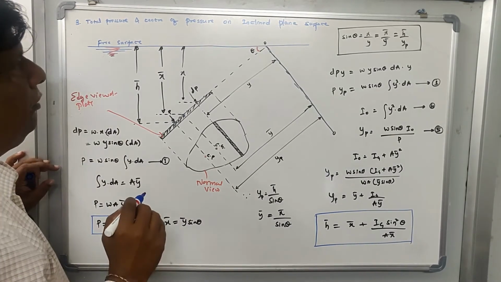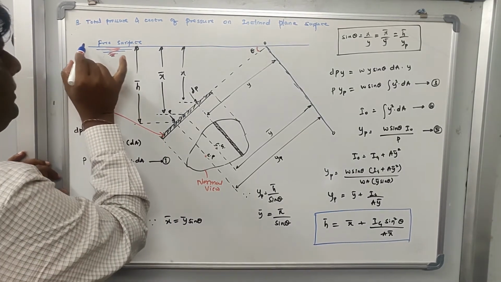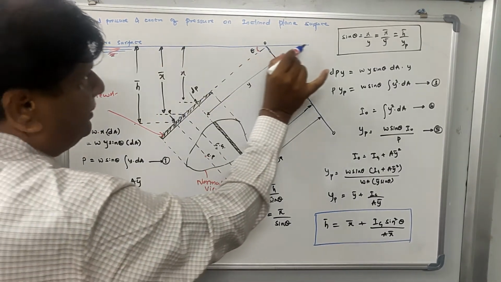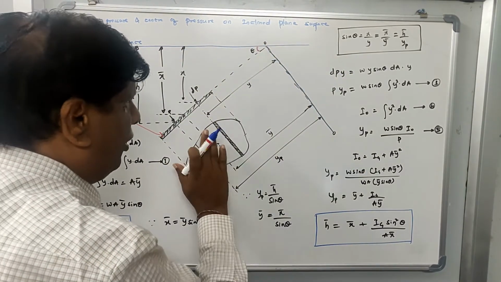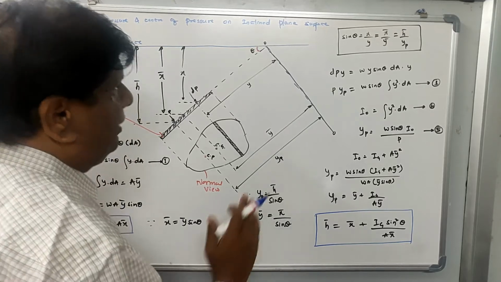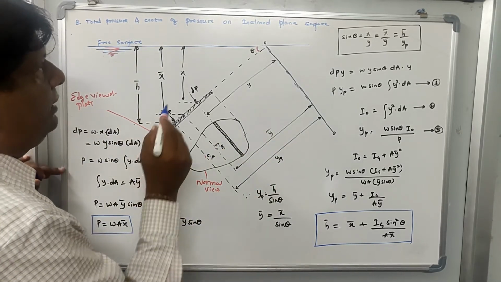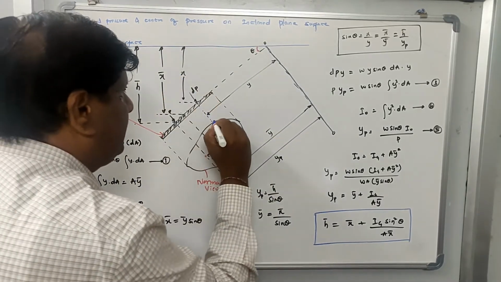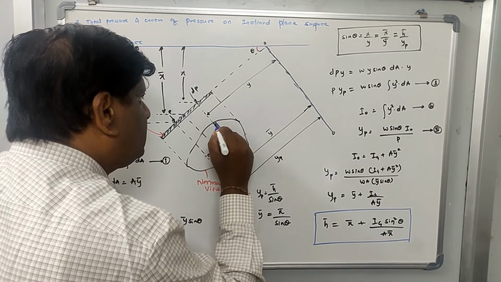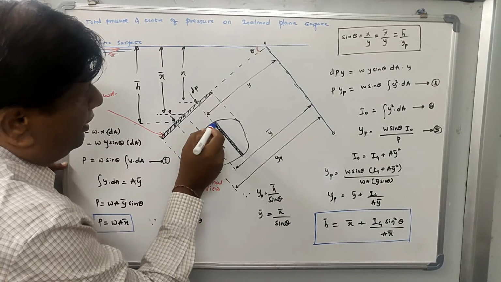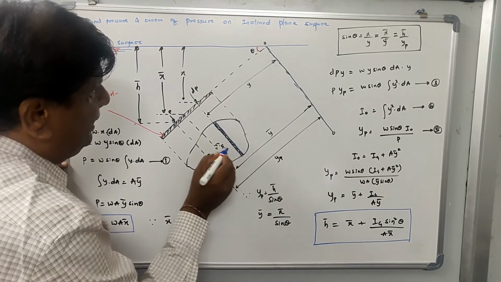Okay, so now let us consider the axis free surface as one axis, that is the horizontal axis. OO is the axis which is normal to the plane. Now let us consider a small strip. This is a small strip having width b and depth dx.